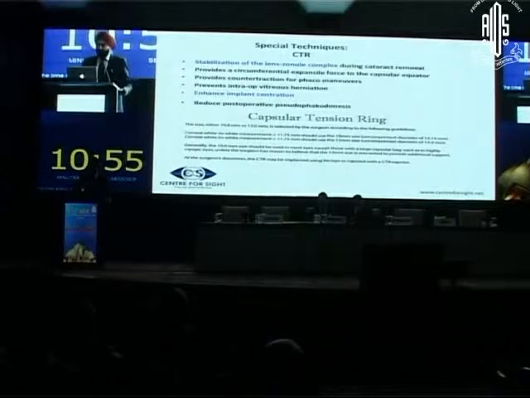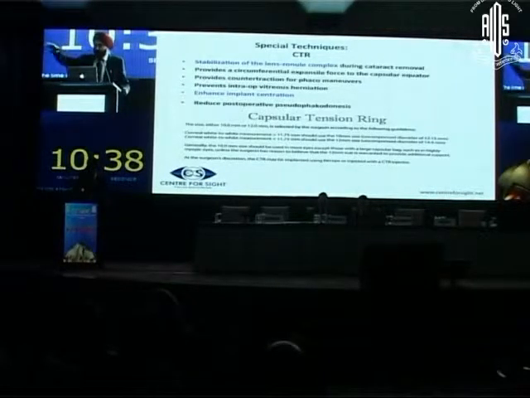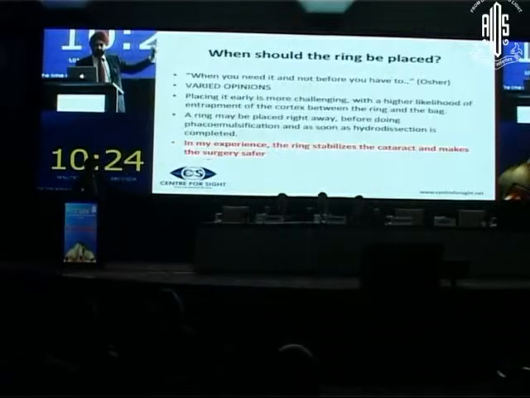Now, what the CTR does is that it stabilizes the lens zonule complex during the surgery, and it provides a circumferential expansile force to the capsular equator, as also counter traction for phaco maneuvers. It prevents intraoperative vitreous loss because the capsule is then taut, and it enhances IOL centration both intraoperatively and postoperatively, and would also reduce postoperative pseudophacodonesis. So these are the advantages of a capsular tension ring.